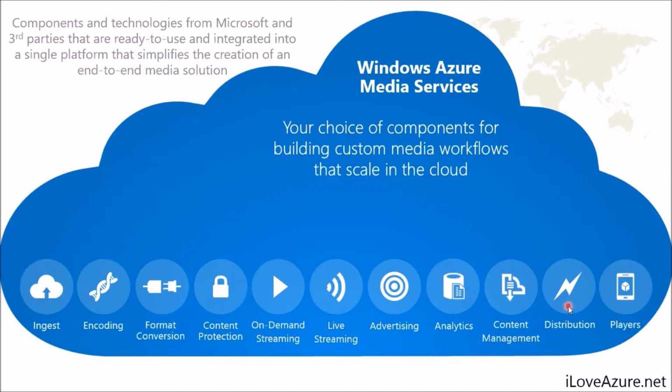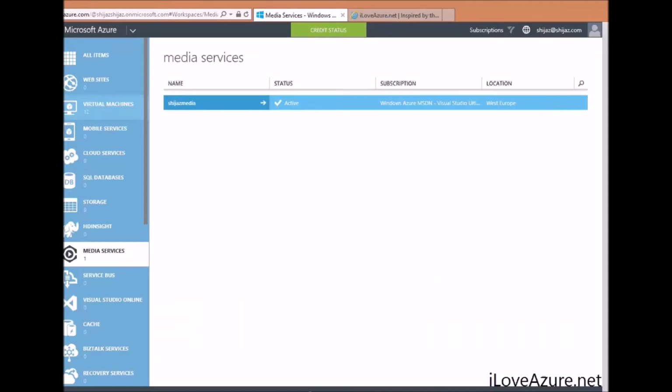And from the distribution angle, we have CDNs, or content delivery networks, that you can obtain from Microsoft, which is part of Azure CDN. It's part of the Azure services. Or you could use a third-party CDN like Akamai. And lastly, you can build players using the SDKs available for iPhone, iOS, Android, Xbox, browsers, and a wide range of devices. So let's take a look at some of the components that make up Windows Azure Media Services.